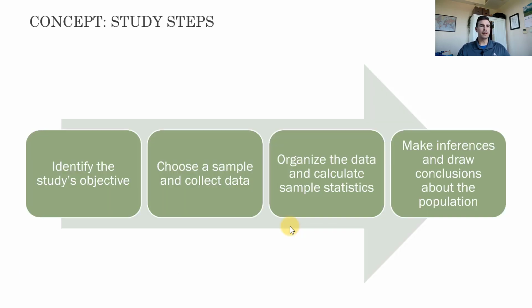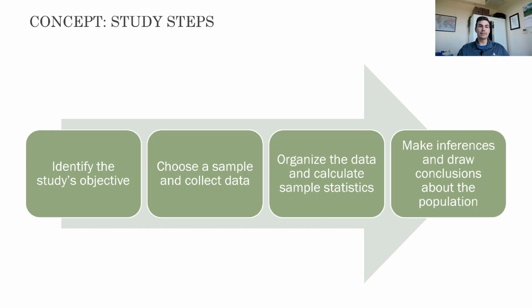So our 4 steps of a statistical study. First thing we want to do is identify the study's objective. Now, it's important that we do this first because this is going to help us identify any bias. If I know that I'm going for a certain outcome, I need to know how to not provoke that outcome throughout my study. Okay, after we've done that, we can choose a sample and collect our data. So you want to choose the best type of study for what you're looking for.